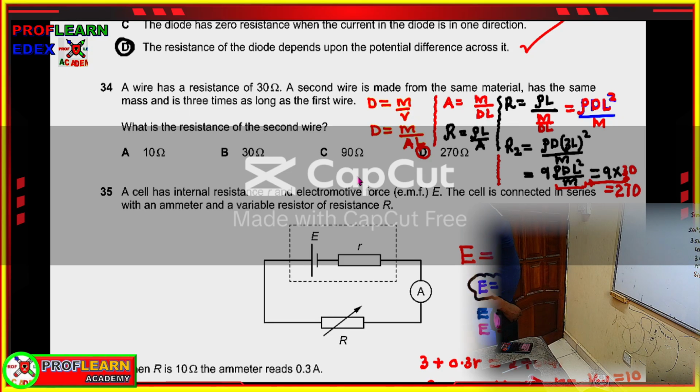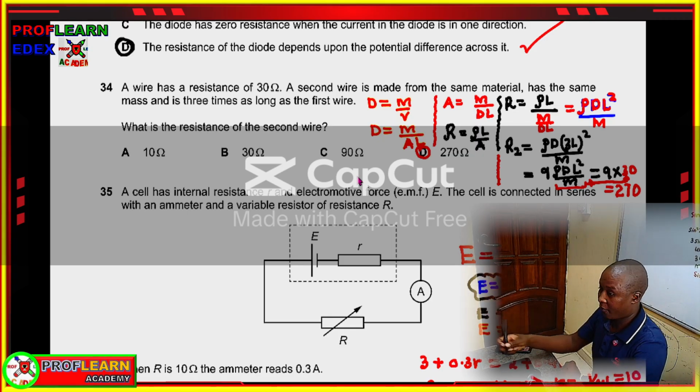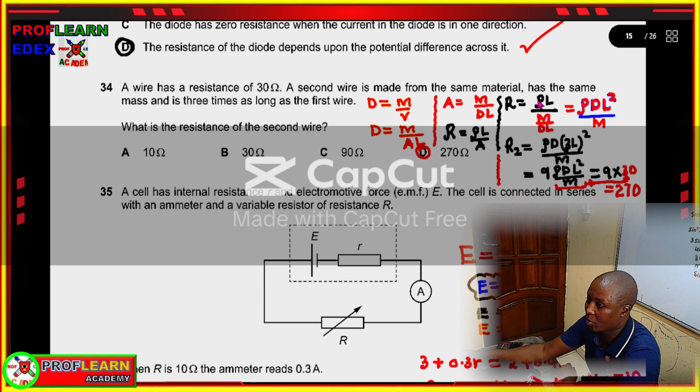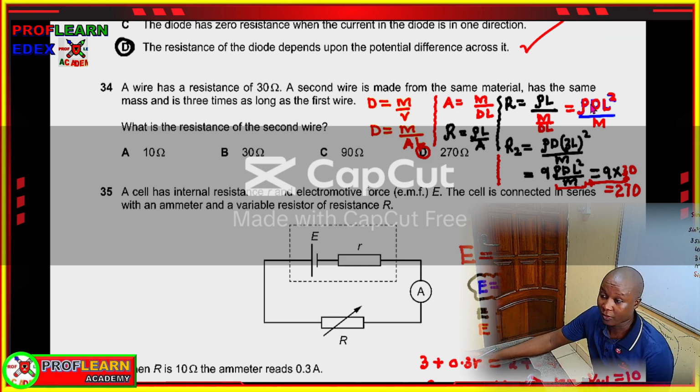So I've explained up to this point. R equals resistivity times L over M over dL. So if we multiply dL on both sides, this equation becomes resistivity times density times length squared over M. So that's the formula for resistance. Resistance equals resistivity times the density, where D is density and L is the length, over M.